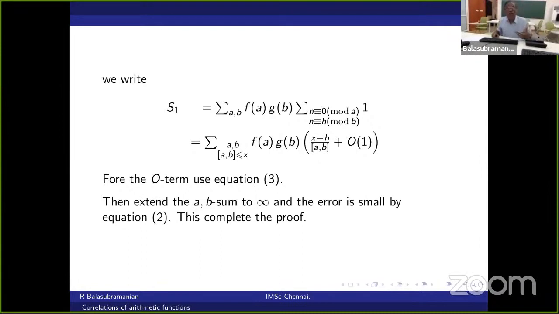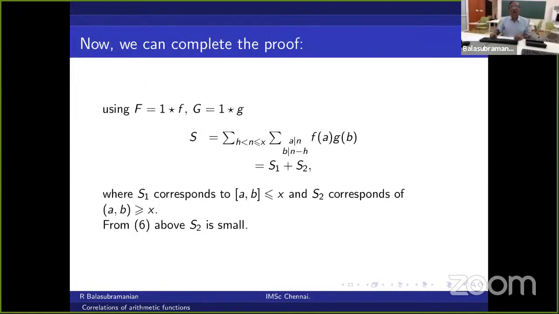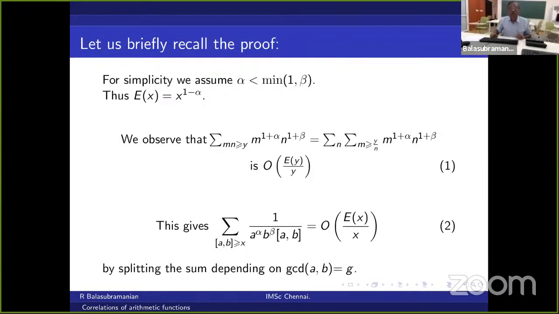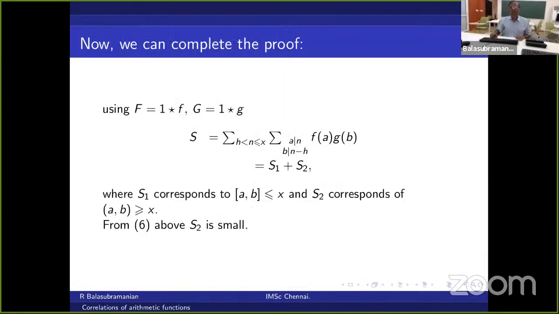But in order to make our life simpler, I have already assumed that f of A is O of A power minus alpha and g of B is O of B power minus beta. And therefore, instead of estimating f of A g of B, I can as well estimate A power minus alpha, B power minus beta, where the summation is over all those ABs which are less than or equal to x. And that is already done with the equation 2. 1 over A power alpha, B power beta, LCM of AB bigger than or equal to x is O of the expected error term. And that's exactly what we did.